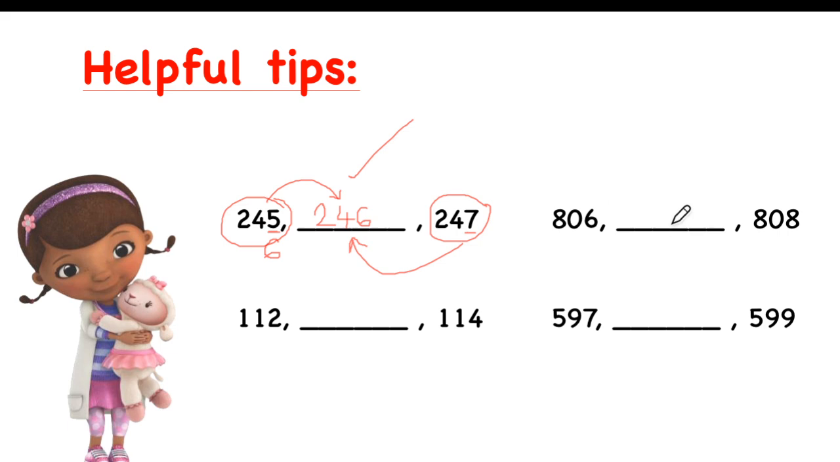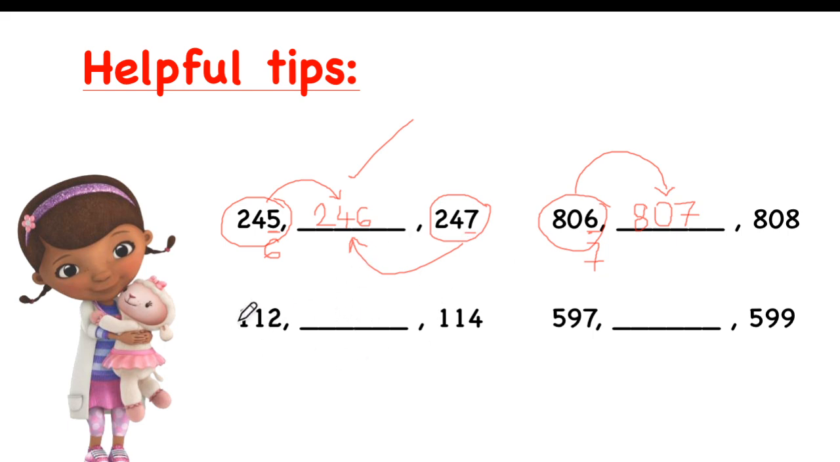806. What comes after 806? What comes before 808? Which number is in the middle? I can work with this number and ask myself, what will be the next number after this? Use the ones digit. 6 plus 1 is how much? 7. So the number that comes after is 807.